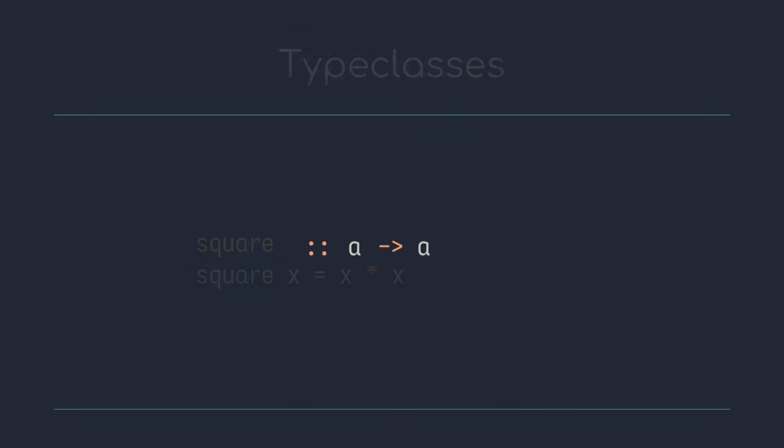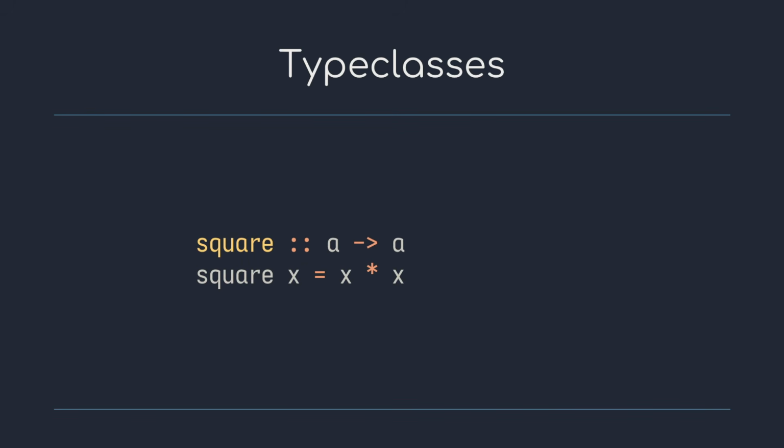Okay, so let's use this to generalize our square function, right? There's one problem however. When we try to change the integer types to type variables, we get a compiler error. This is because we are using the multiply operation, which only works for numbers. But right now we are specifying our function accepts all types, not just numbers. We need a way to restrict the type A can assume, so it only accepts numbers.